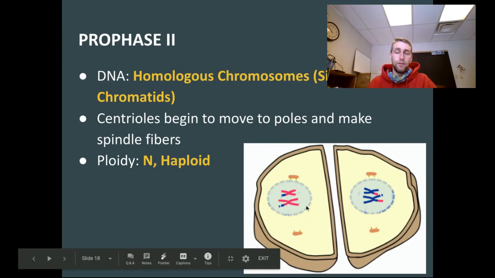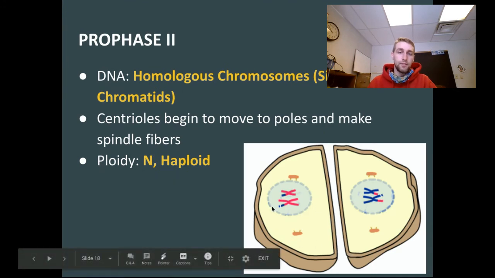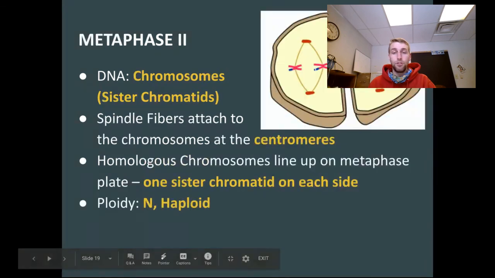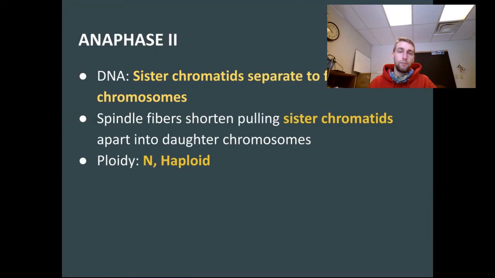This one, even though it starts a little different, the steps will look similar to mitosis. So here's prophase 2. Sister chromatids stay paired up. Centrioles move to opposite ends of the cell. Each cell is haploid because it has one copy of each chromosome. We're back to metaphase 2, where they line up single file down the middle of the cell. Spindle fibers attach at the centromeres, and we are still haploid.